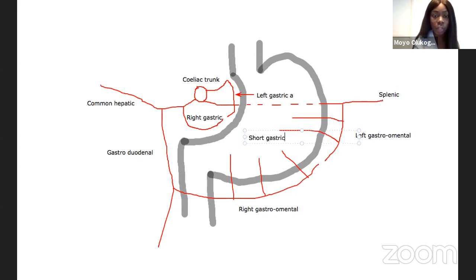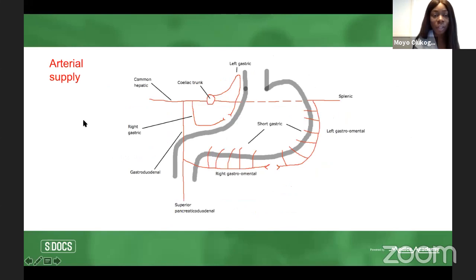So I hope this demonstration was useful to you. It's something that's really good to practice and you can quickly jot down in exams if you ever struggle to remember the blood supply. Now let's go back to our presentation. So in true Blue Peter style, here's one I drew earlier.